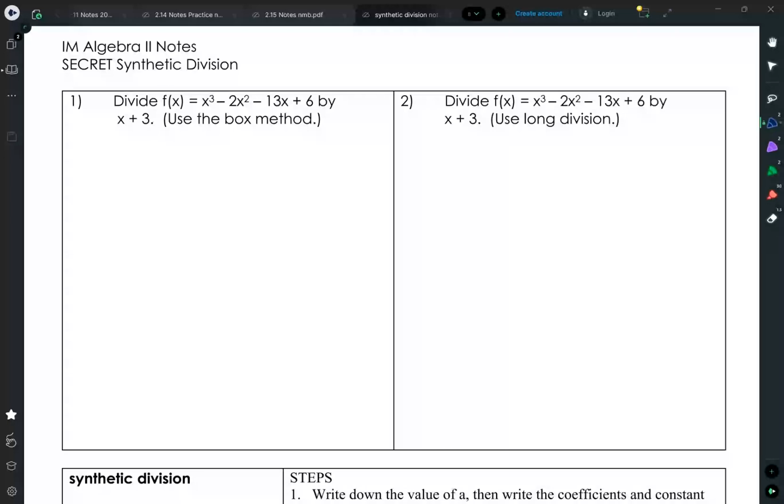Hello class, these are our secret synthetic division notes. So our curriculum does not show synthetic division, but it's just going to make our lives so much easier that I wanted to make sure that we still did it this year.